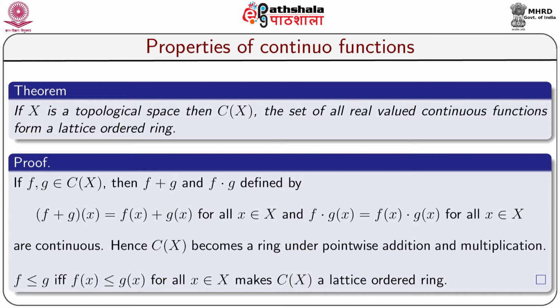It can be easily proved that these new mappings f plus g and f dot g are continuous, and under these two operations, addition and multiplication, C(X) becomes a ring. Now, we define the order relation on C(X). We define it as follows: f less or equal to g if and only if f(x) less or equal to g(x) for all x belongs to X. This relation makes C(X) a lattice ordered ring.